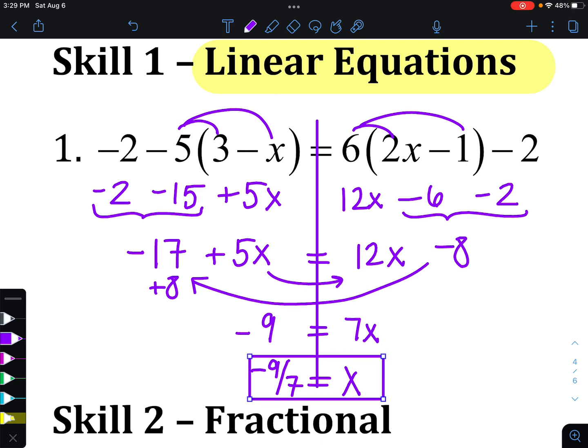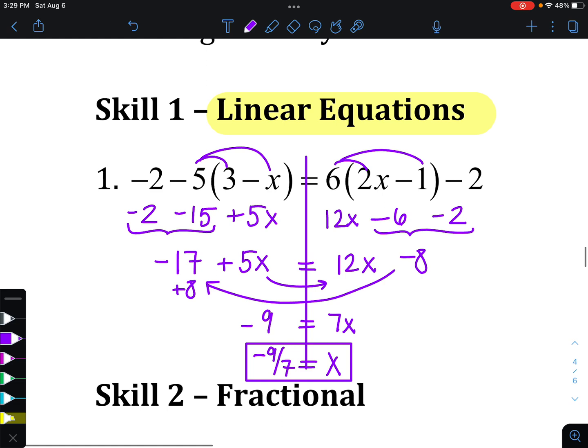Fractions don't necessarily mean you did something wrong. It's okay, you can handle fractions. All right, so linear equations, good little warm-up.